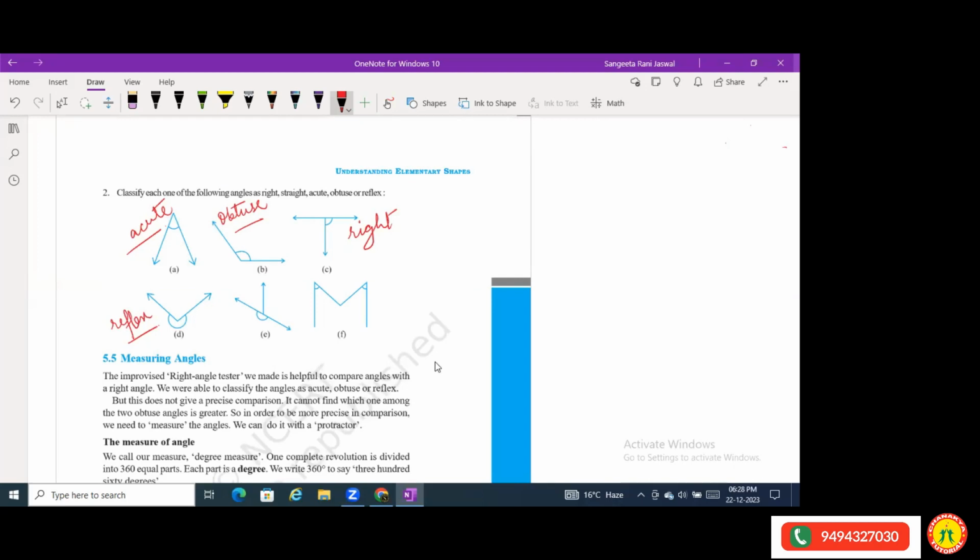Next, who's next? Charvik, tell me what angle is this? I'm repeating the cycle. Ma'am, it's a straight angle. Okay, straight angle. Next is Afan. Afan, tell me what angle is this? It is going to be an acute angle. Okay.